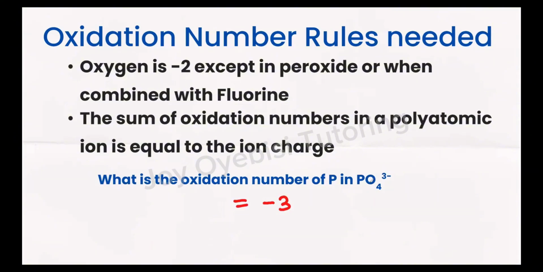Oxygen is -2 in this particular ion because this is not a peroxide and there is no fluorine present. So the -2 of oxygen times 4 gives us -8. So phosphorus is going to be any number which when you subtract 8 from gives you -3, and that would simply be 5. Remember, 5 plus -8 is the same thing as 5 - 8, so you don't need to put the plus sign anymore. So 5 minus 8 is -3, which simply means that the oxidation number of phosphorus is +5, and that is it.